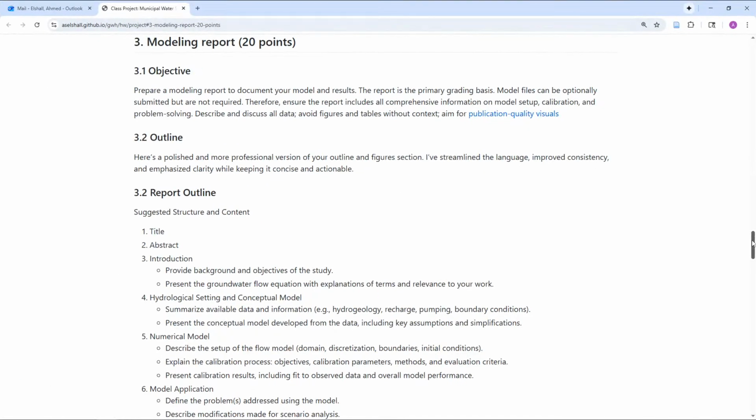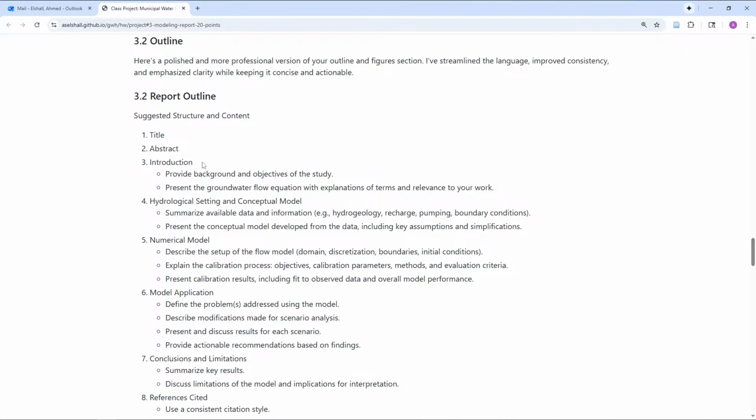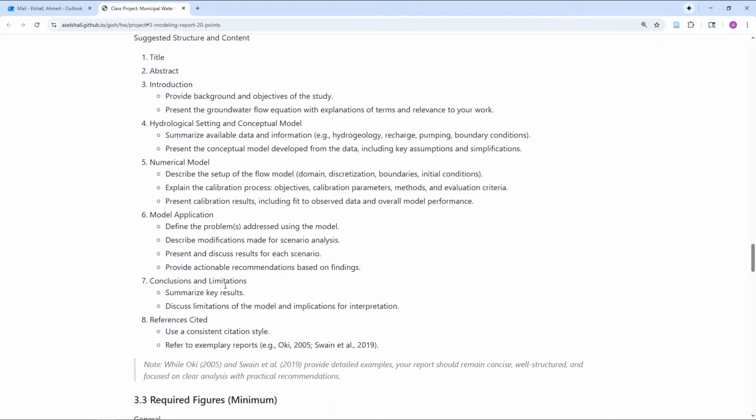It looks very similar to this. You need to have a title and abstract, an introduction, and I'm providing you details of what I'm expecting to find in each of these sections: hydrological setting, the numerical model, the model applications, the conclusion and limitation. So I want you also to talk about the model limitation and cited references. Yeah.